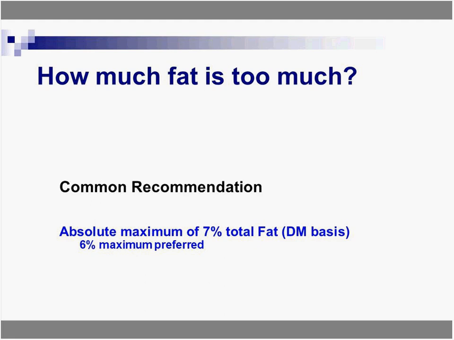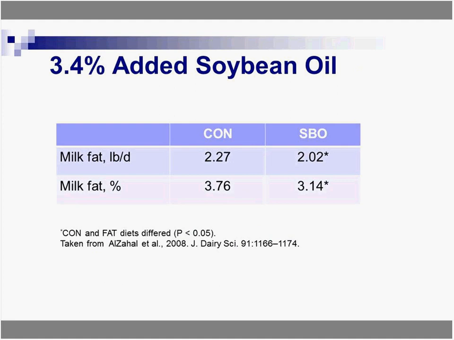In addition, something I often hear in magazines, trade journals, and even journal publications is a recommendation of 6% total fat in the diet. Is that a good recommendation? Here's an example of adding 3.5% soybean oil to a basal diet that has 3%. So from the basal, 3.5% added, 6.5% total, which follows the recommendation.